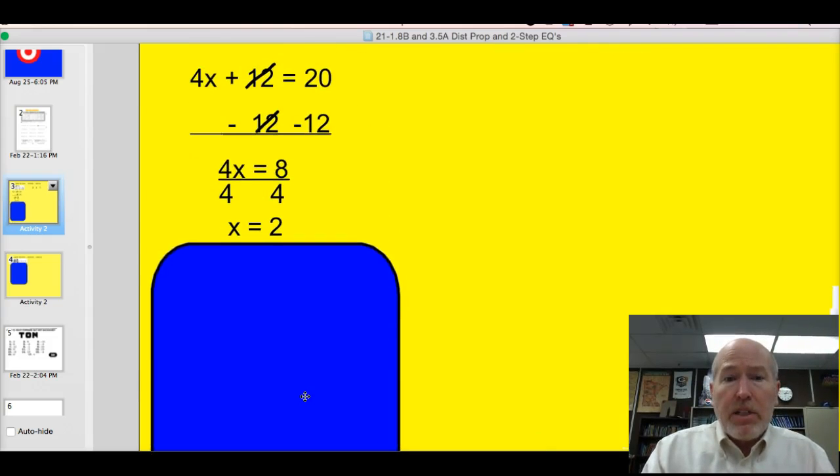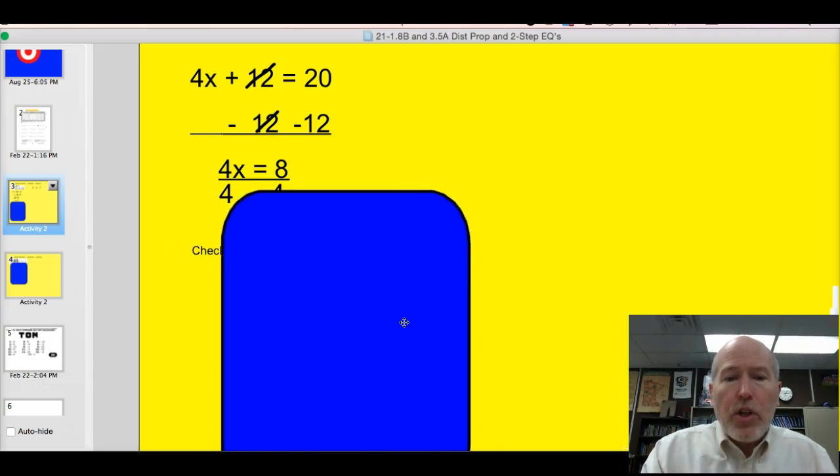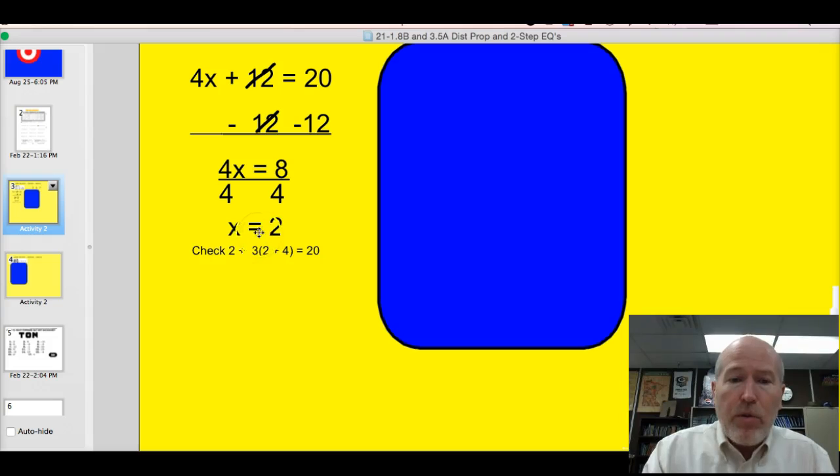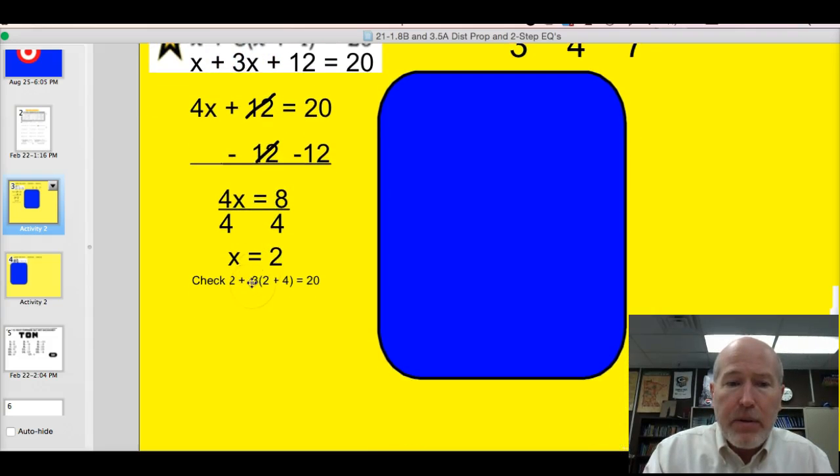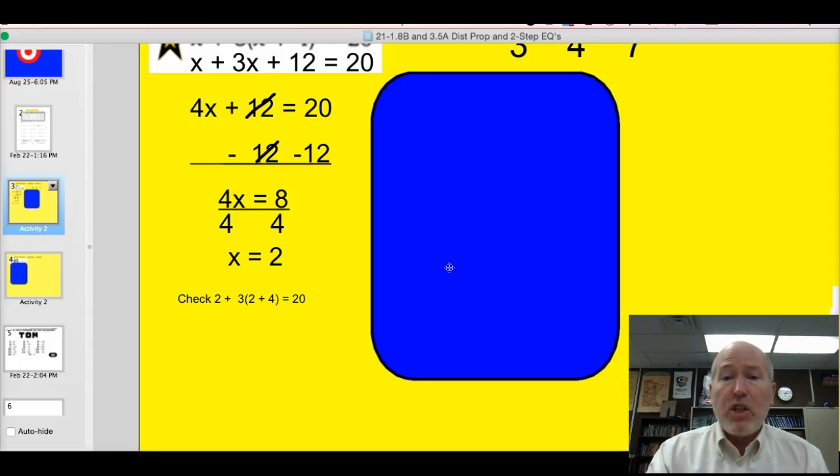Is our answer right? I have no idea. You can check it. You can take that value of 2 and substitute it back into the equation up here wherever the x's were. There were 2 x's. I put the value of 2 in. This time I'm going to take 2 plus 4 first, and that gives me 6. 6 times 3 is 18, plus that 2 does give me 20.